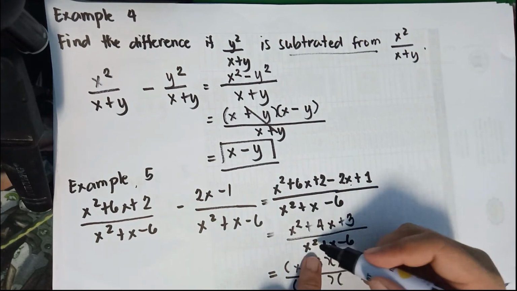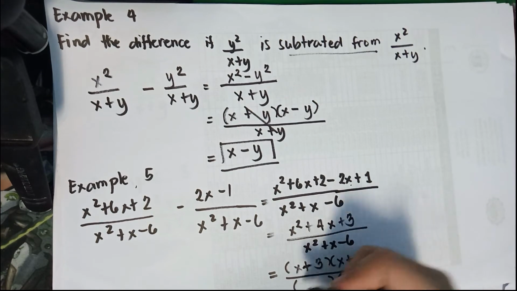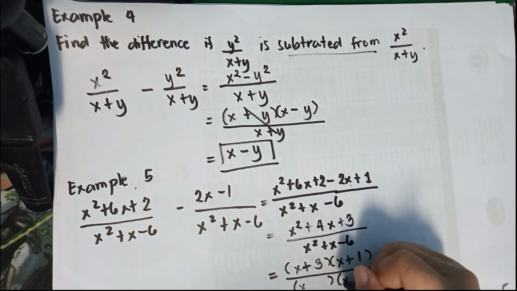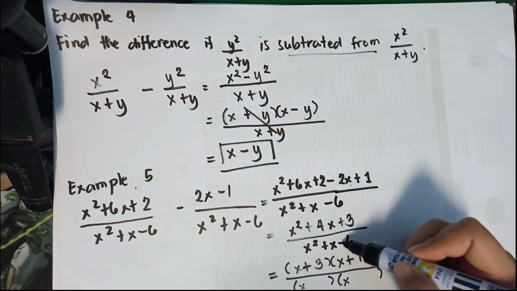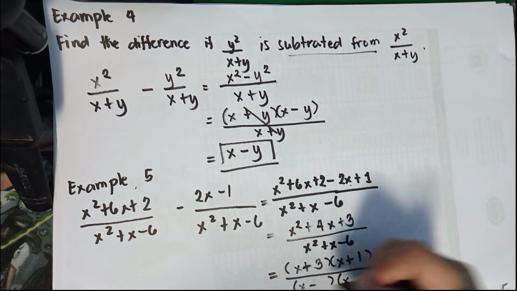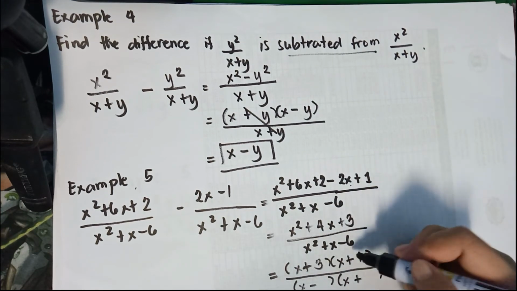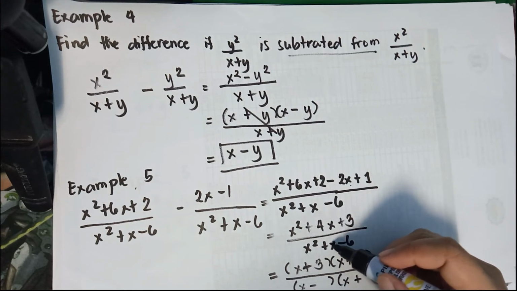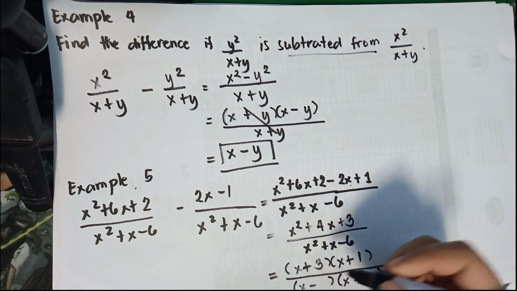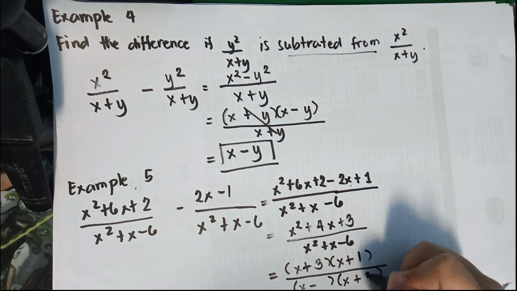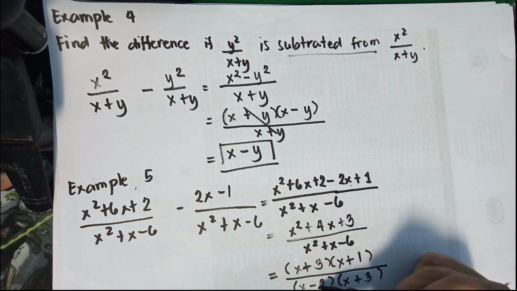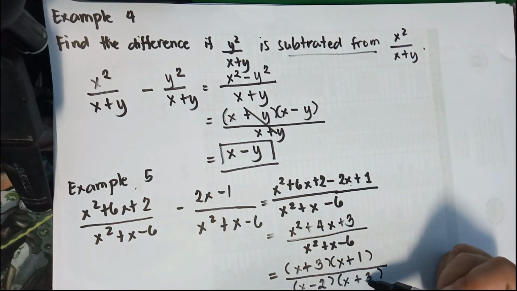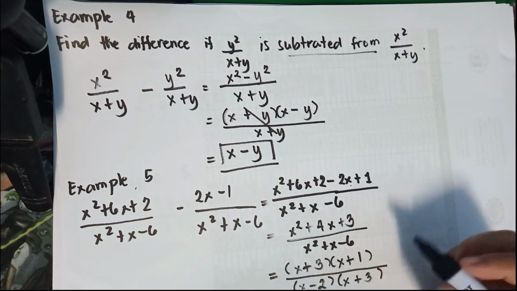Next, denominator. x squared plus x minus 6. We have x and x. Next, since the sign of the last term is negative, then they have different signs. Next, what will be the factors of 6 that if you will subtract, the answer is positive 1? That is positive 3 and negative 2. Check. Negative 2 times 3, that is negative 6. Positive 3 minus 2, that is positive 1.